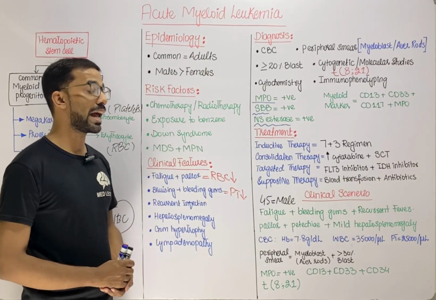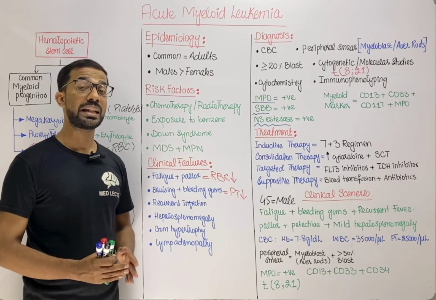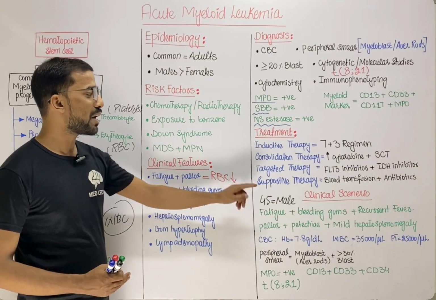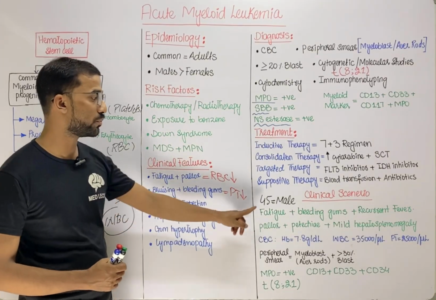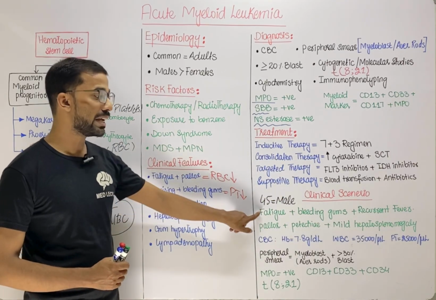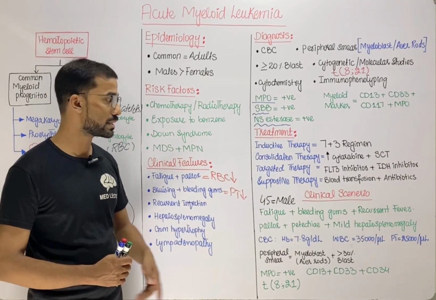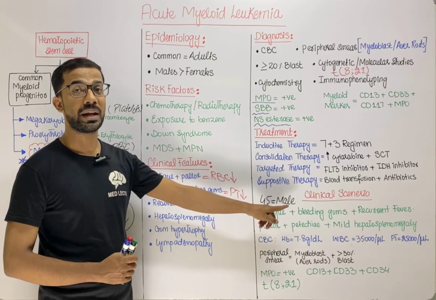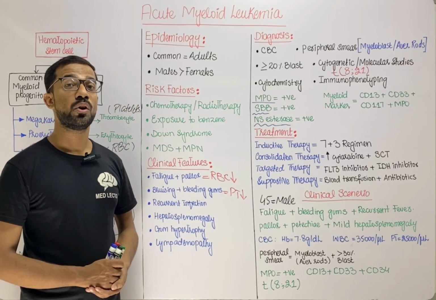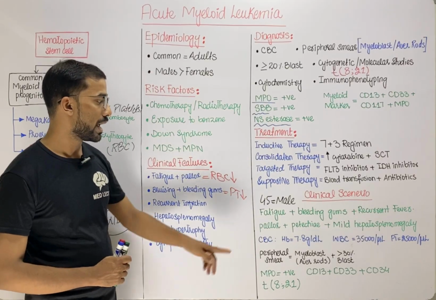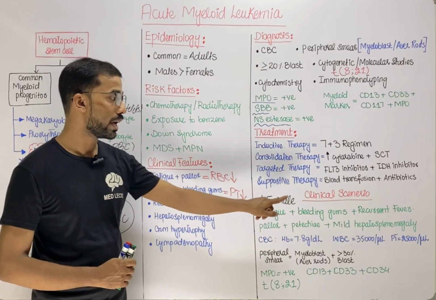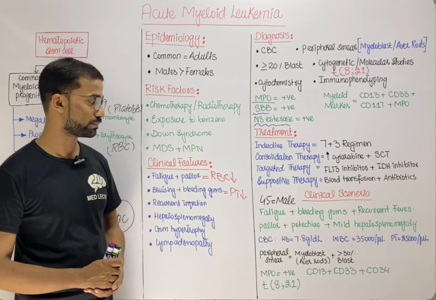Next is the clinical scenario. That is the most important thing, which clears our concept regarding AML. A 45-year-old male presents with fatigue, bleeding gums, and recurrent fever. Fatigue is due to low RBCs, bleeding gums due to low platelets, and recurrent fever means low differentiated WBCs. Next, on patient examination: pallor, petechiae on the skin, and mild hepatosplenomegaly.